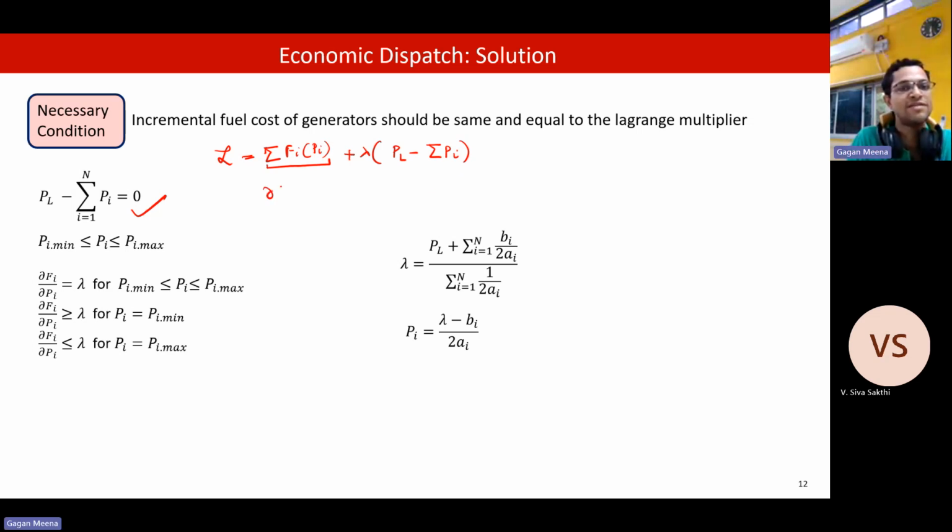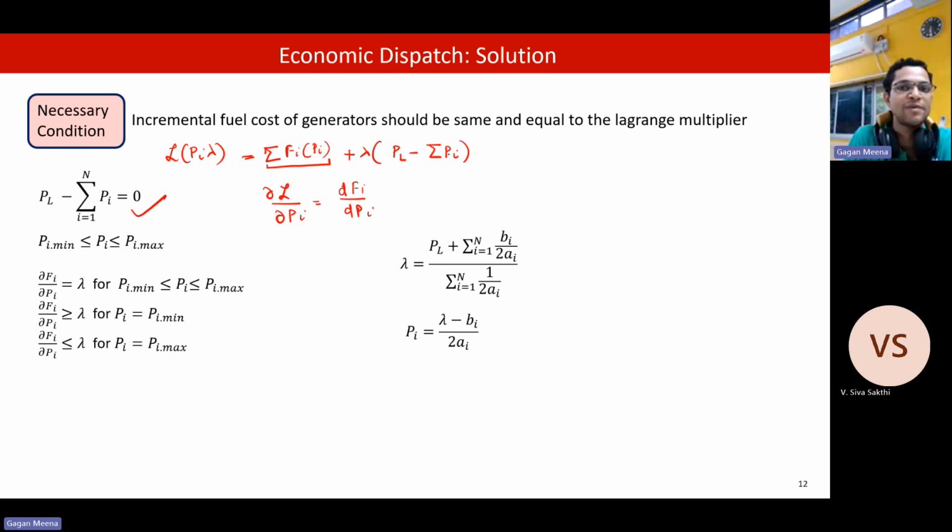And then we differentiate it. Here it's a function of all the Pi and lambda, so we differentiate it with respect to both. If we differentiate with respect to lambda, then the other term is 0, and we get the same equality constraint. But with respect to Pi, we will get dFi by dPi, and this PL is a constant.